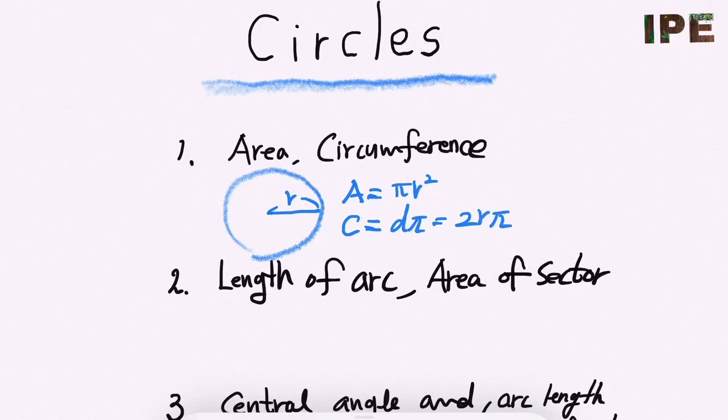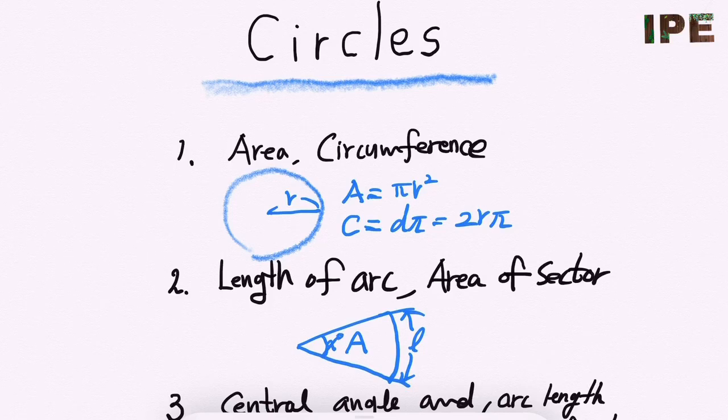The second thing we have to know is the length of an arc and the area of a sector. What does sector mean? Sector is the name of a shape. It looks like a pizza. This is a part of a circle. This is a sector, and we call this angle the central angle, and this length is the length of the arc. I want to use L. L means length of arc. A means area of this sector. And x degree is the central angle.